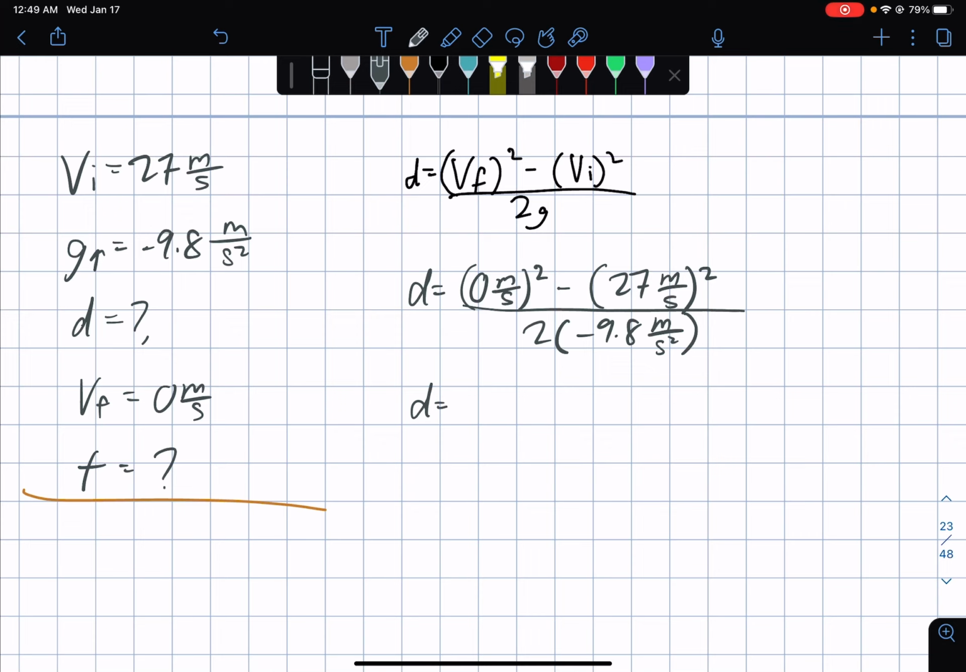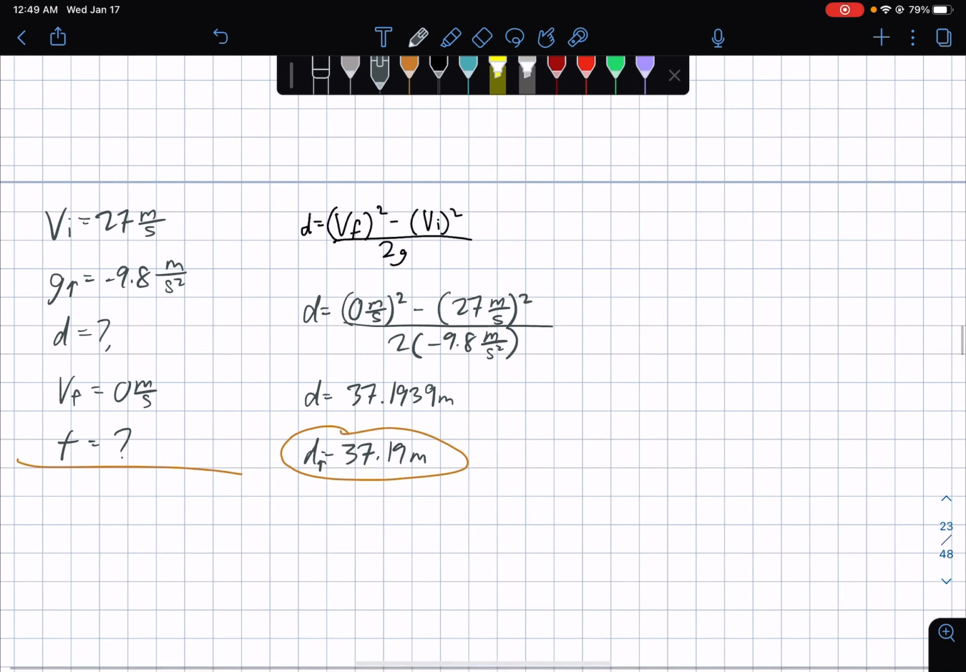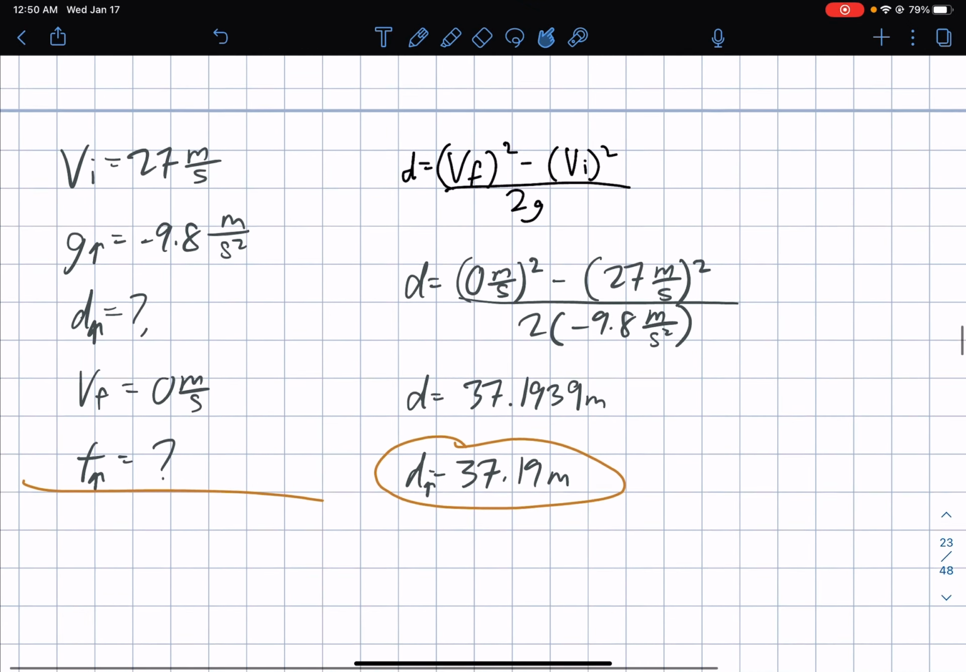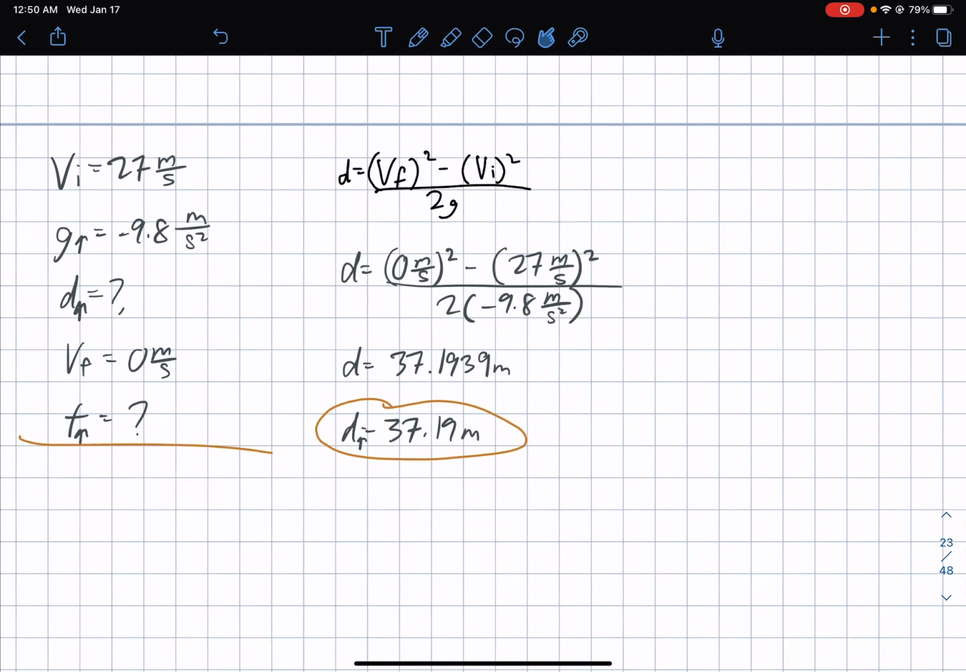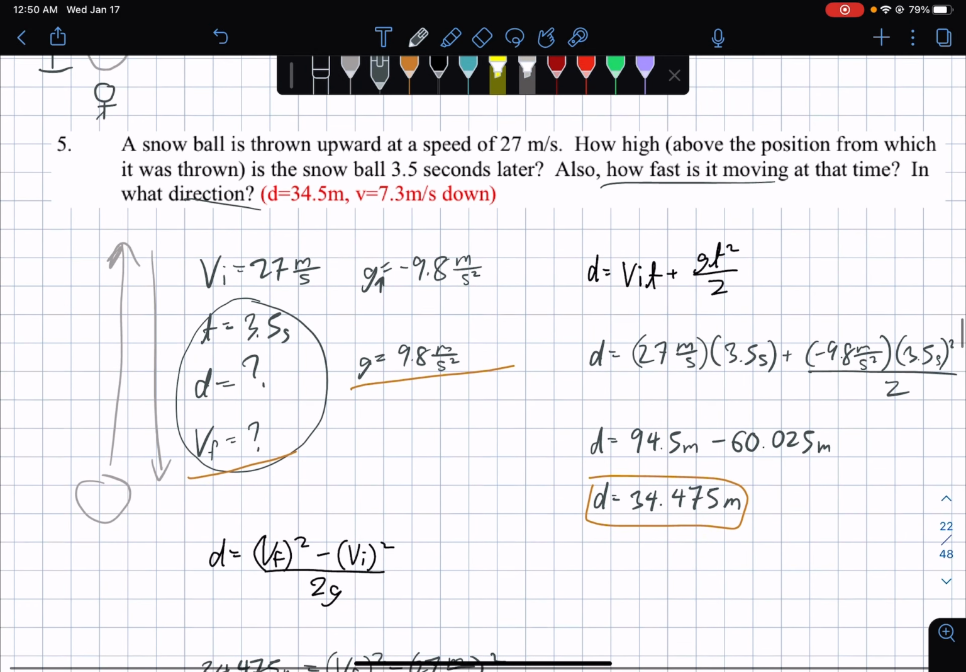Okay, so distance is negative, well, cancel the negatives already. 27 raised to 2 divided by 19.6 is equal to 37.1939 meters, or just say 37.19 meters. So this is the distance going up. Let's compare that with the distance that we just found a while ago. This is 34.475. This is 37. That's interesting.